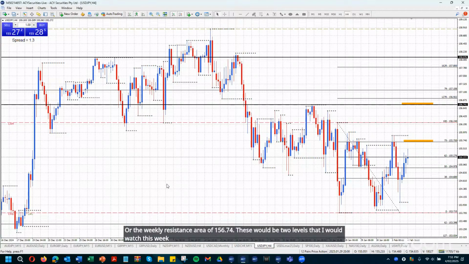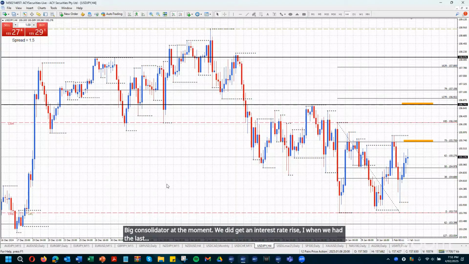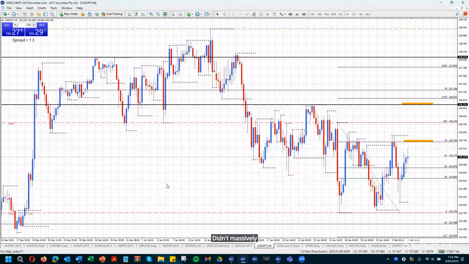Big consolidator at the moment. We did get an interest rate rise, I believe, when we had the last BoJ statement. Didn't massively sell off though. And whilst that would be theoretically a little bit more bullish yen, all this tussling going on at the moment with tariffs is creating a bit of a sideways market.